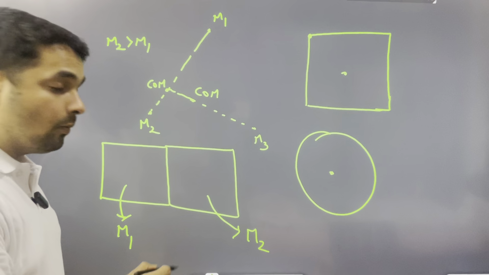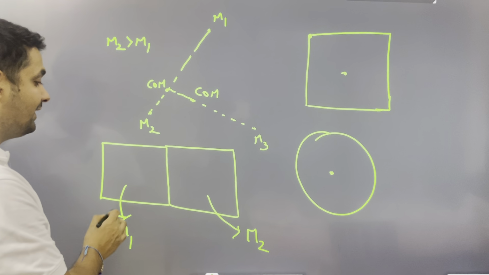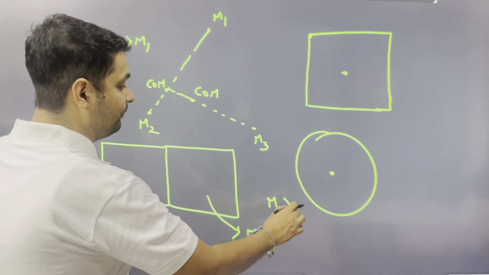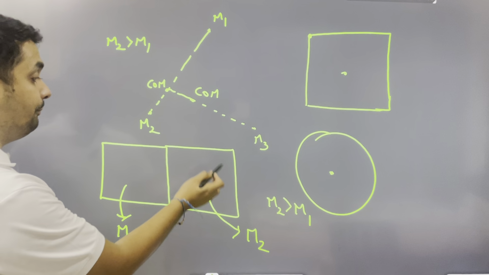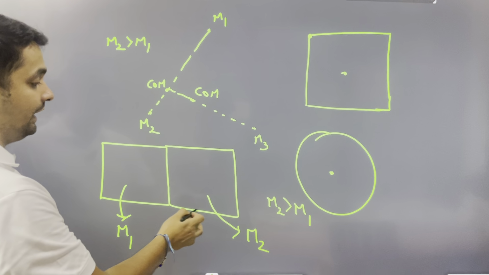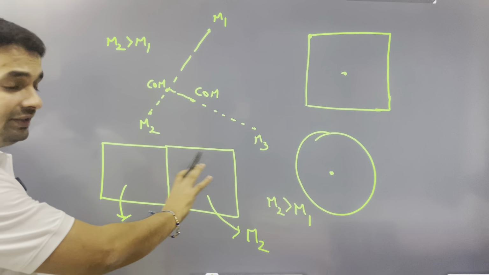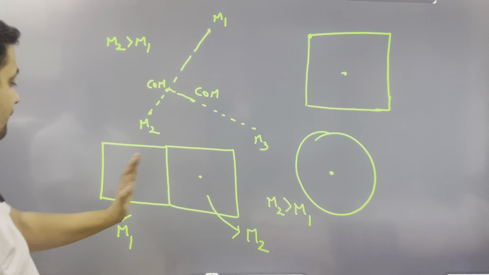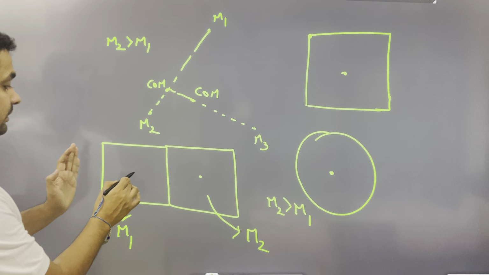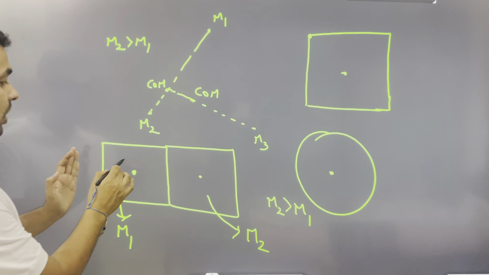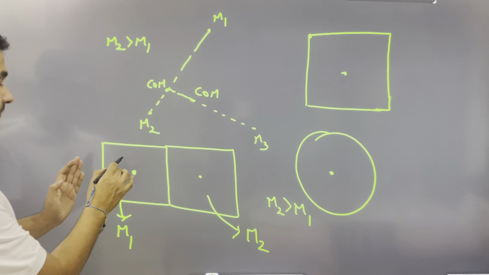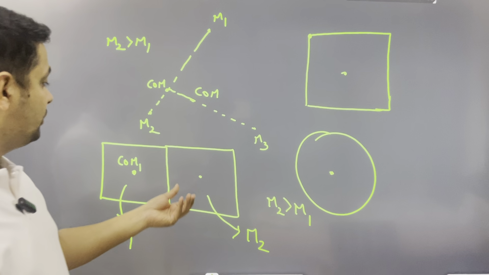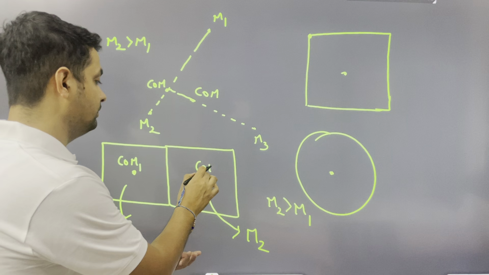Definitely it will not lie. Why? Because M1 and M2 are not the same. Here, if I consider M2 is greater than M1. For example, the M2 square plate is uniform separately, so its center of mass will lie on its physical center. And M1 separately is uniform, so its center of mass will lie on its physical center. So this is center of mass 1 for M1 and this is center of mass for M2.